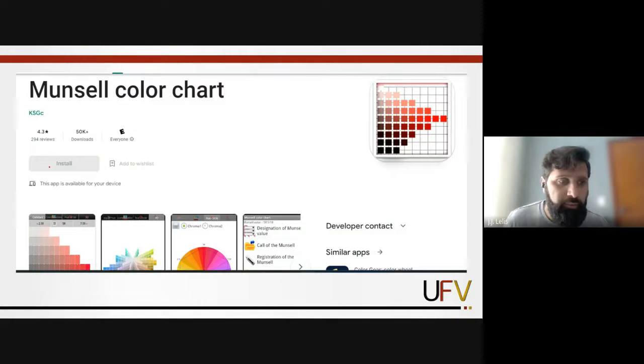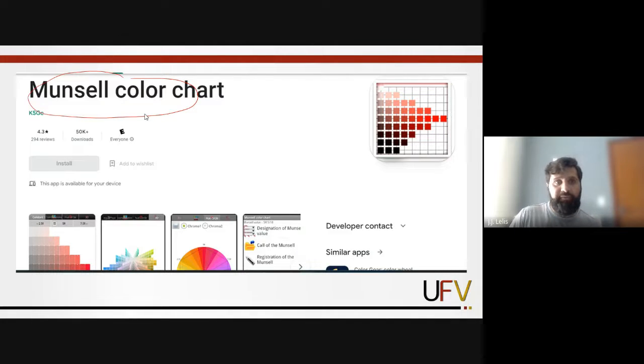We can use several equipments to measure the soil color. We can use the Munsell color chart, but we can also use some apps. This is just one app that we can find. I'm not sure if they work for iOS, you should try, but I know that there are several apps that you can use to measure color using your cell phone, your smartphone. It's quite easy, though it's not the best option that you have.